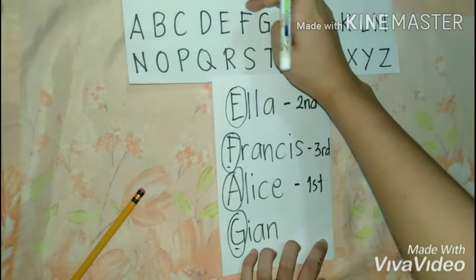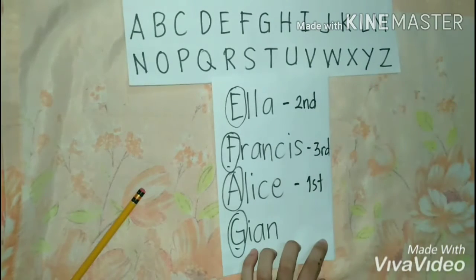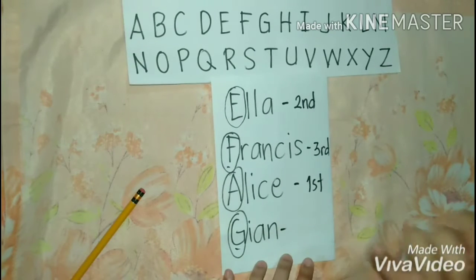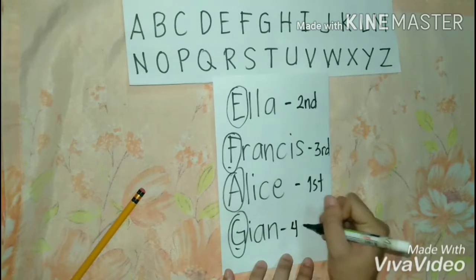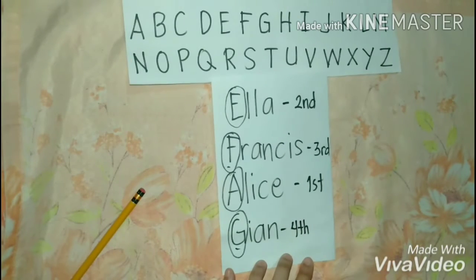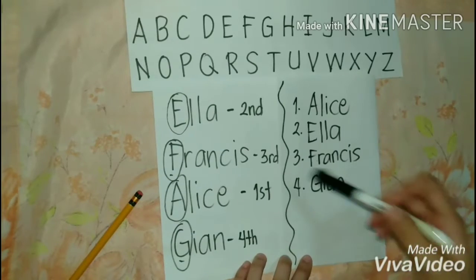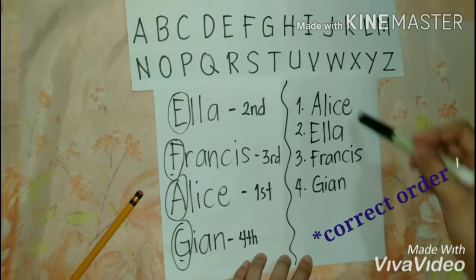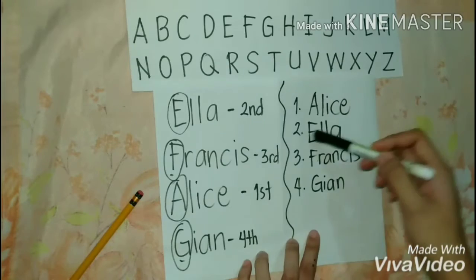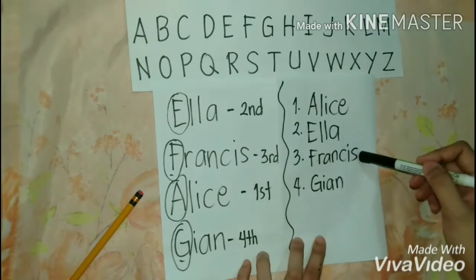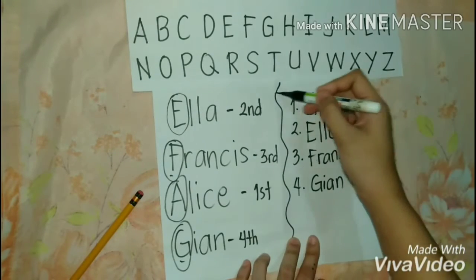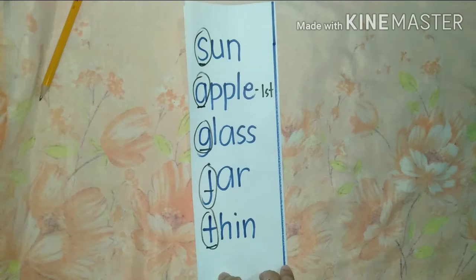And lastly, after letter F, we have letter G. And we also have letter G from these names, and that name is Gian. So we can put Gian at the last part or the fourth part. So if you are going to rewrite these names according to the correct arrangement, the result will be Alice on the first place, Ella on the second, Francis on the third, and fourth, Gian. So the correct arrangement will be this. And that's it. Focus on what letter comes first and what letters come after.